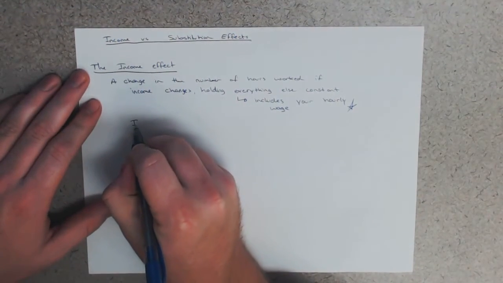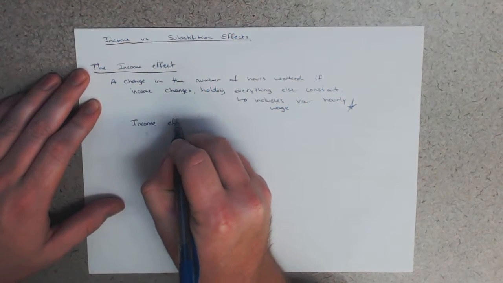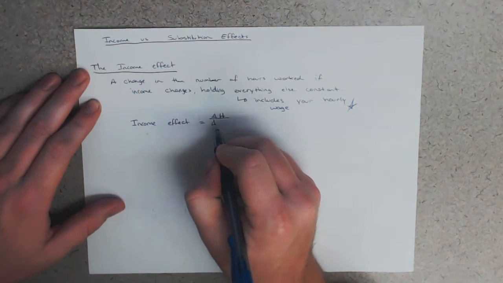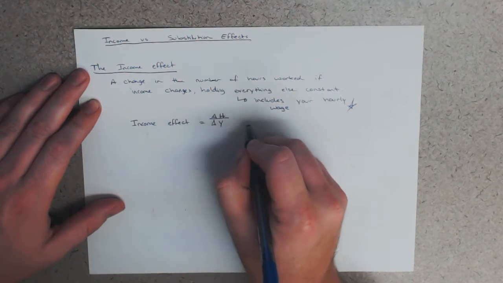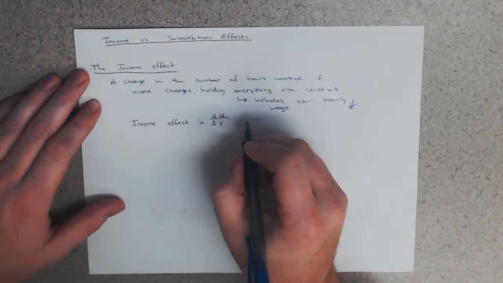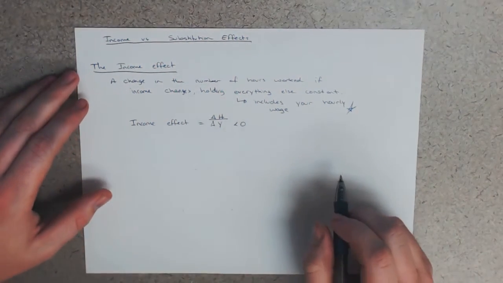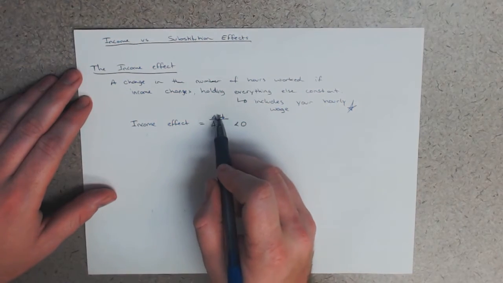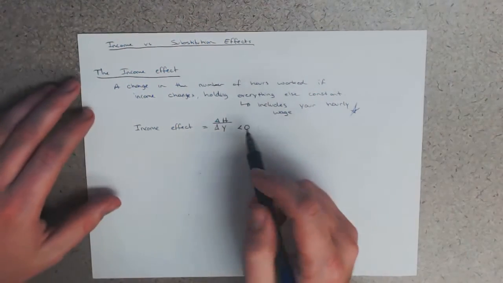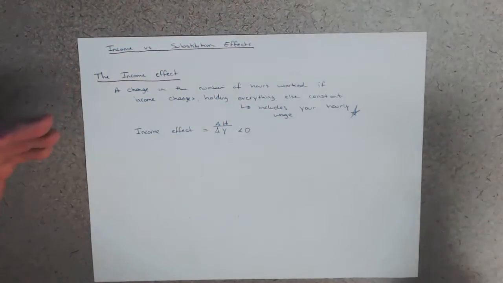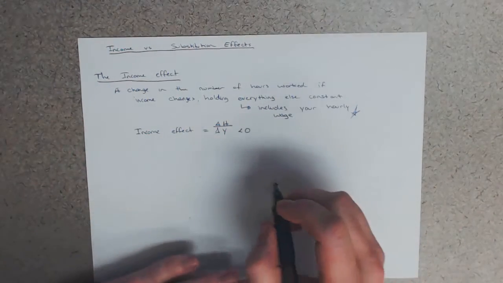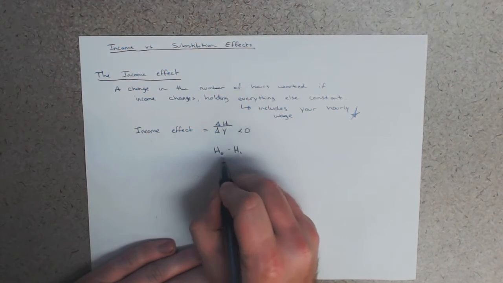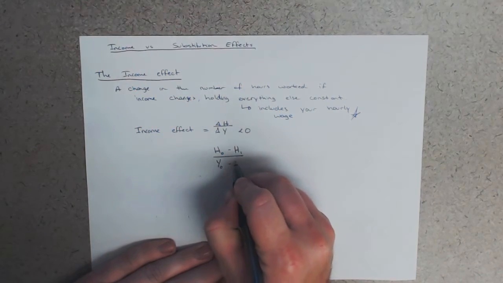And so what we can say algebraically is that the income effect is equal to the change in hours divided by the change in Y, which we define as income, and that must be less than 0. Because your income is going to go up, so this is a positive number, and the change in hours is going to go down. You're going to go from working 10 hours a week to working 2 hours a week. Or you can think of it as H0 minus H1 over Y0 minus Y1.